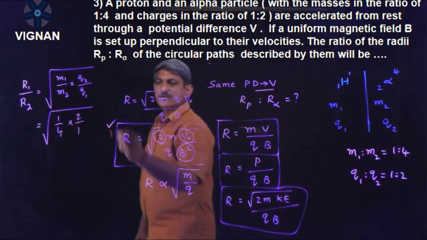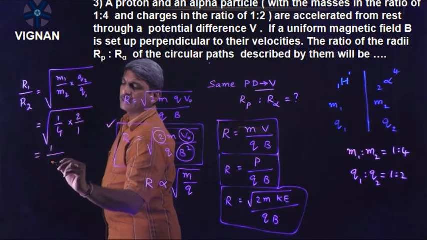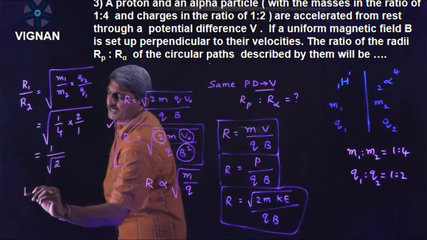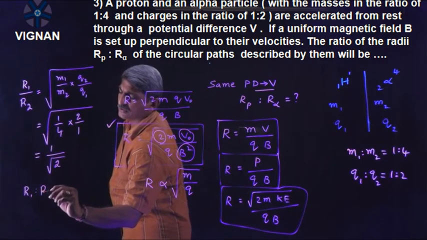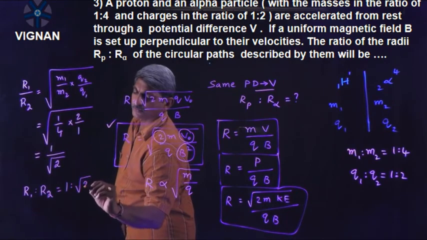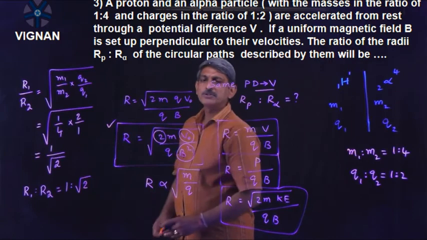1 by 4 is 1 by 4 into 2 by 1. This is equal to 1 by root 2. So the required ratio is R1 is to R2 is equal to 1 is to root 2.